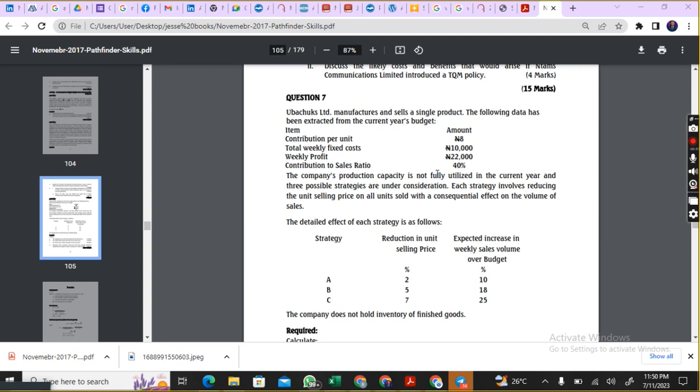The detailed effect of each strategy is as follows. We have strategies A, B, and C, and there is a reduction in selling price for each. For strategy A, they adopted a 2% reduction from the selling price. For B, they have 5%. For C, they have 7%. Are we together?